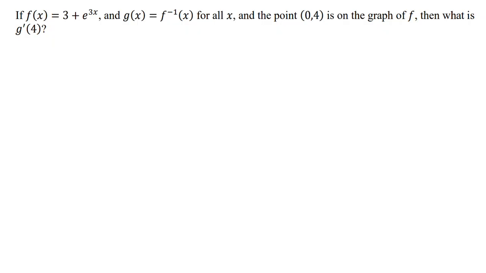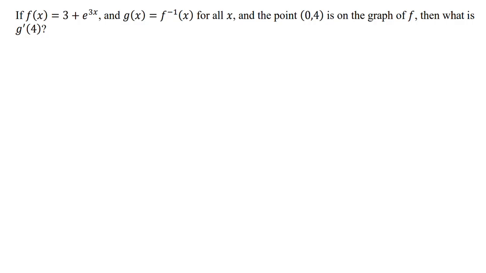Now, our last couple here are going to be a little bit trickier. These are ones where something similar to this has shown up on the AP test in the past, where we have a function like 3 plus e to the 3x. And we know that g and f are inverses of each other. And we know that (0, 4) is on the graph of f. So we want to find g prime of 4. Right?